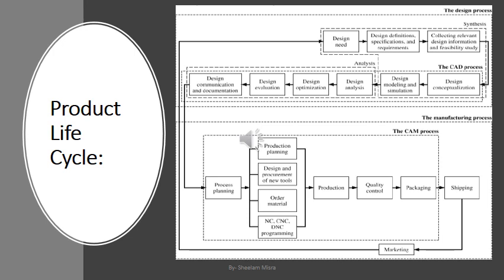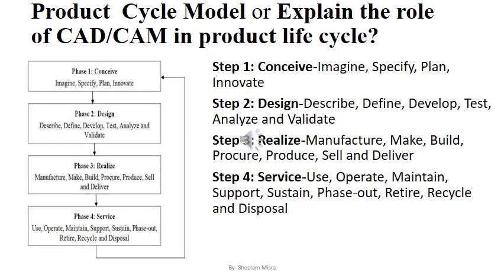After completing this, we will go to the CAM process, process planning, and then go to the production planning, design and procurement, order material, NC, CNC, DNC programming. And then if it is completed, then we'll go to the production, quality control, packaging, shipping, and then if your product is ready, we will go to the marketing. This is a product cycle model.